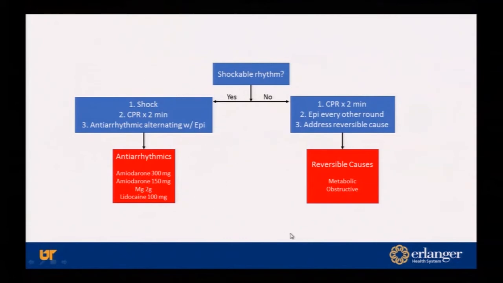Okay. Now, for a non-shockable rhythm, you're still going to do good quality chest compressions. You're going to give epinephrine every other cycle when you're doing pulse checks. That's about every 4 minutes, right? And then as you run the code, you're going to address reversible causes.